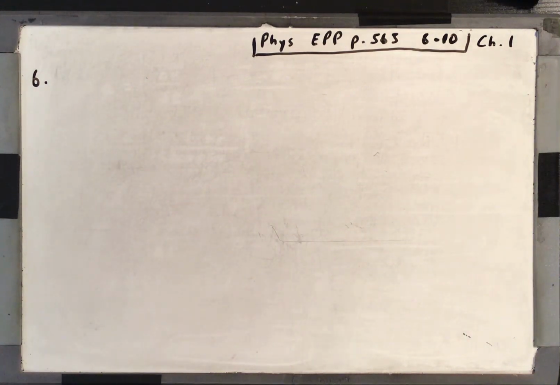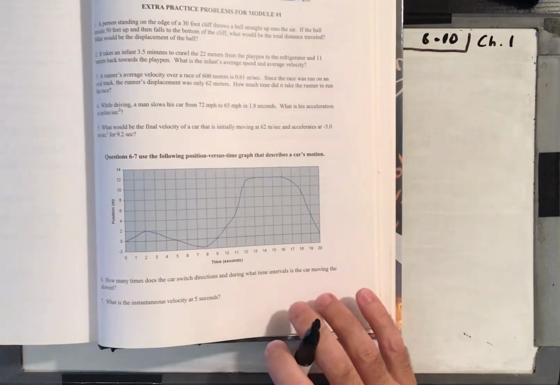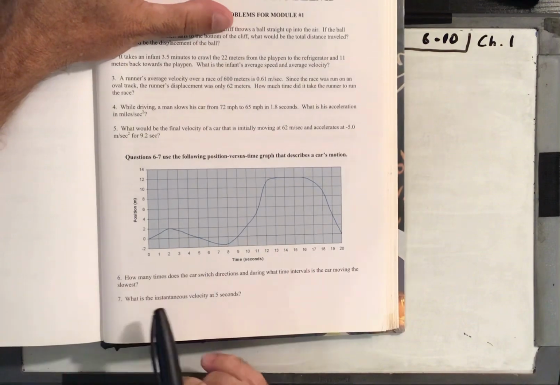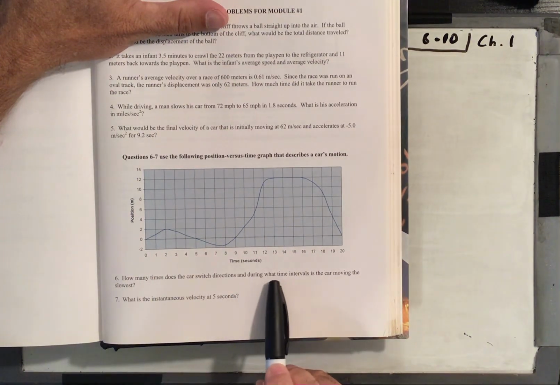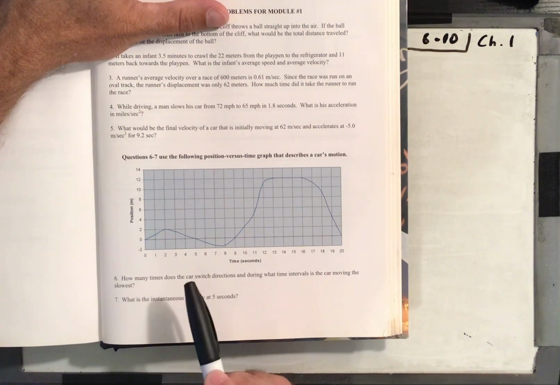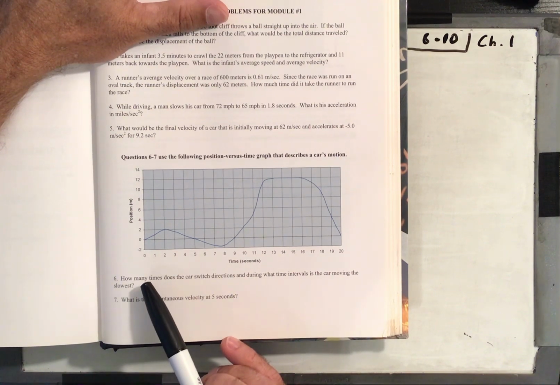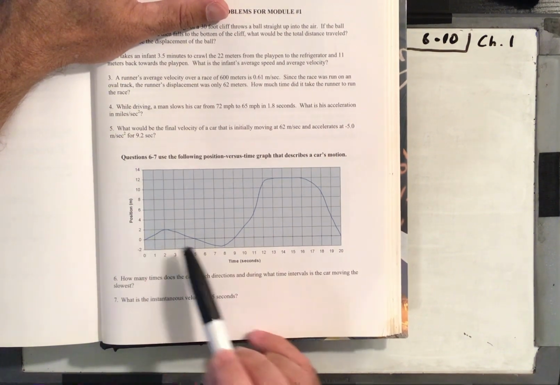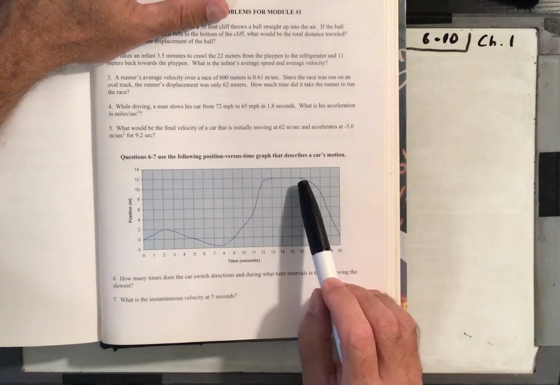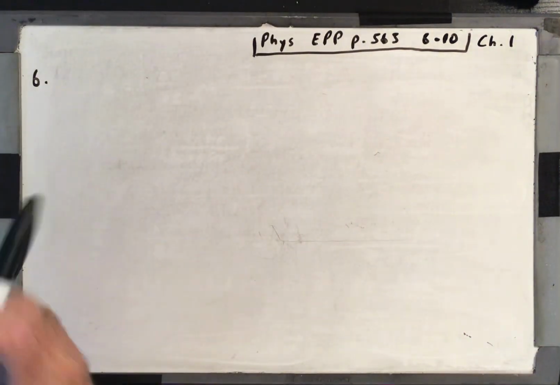All right, so number 6 we have a graph. It says, how many times does the car switch directions and during what time intervals is the car moving the slowest? Well, it switches direction every time the slope changes signs. So that occurs at 2 seconds, at 7.5 seconds, and then again at 16 seconds. All right, so 3 times.